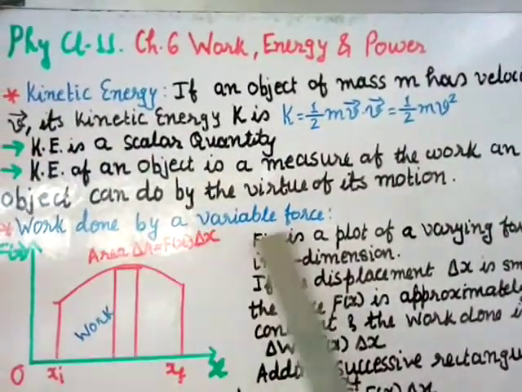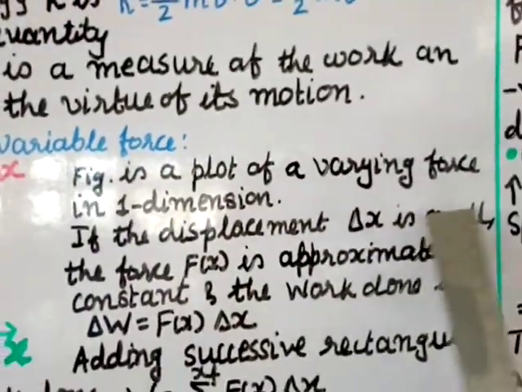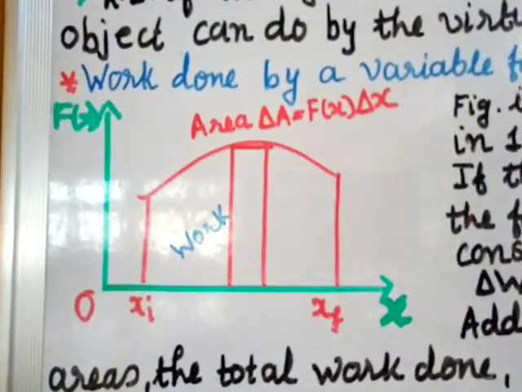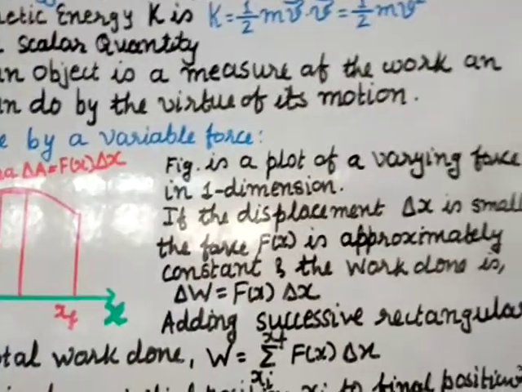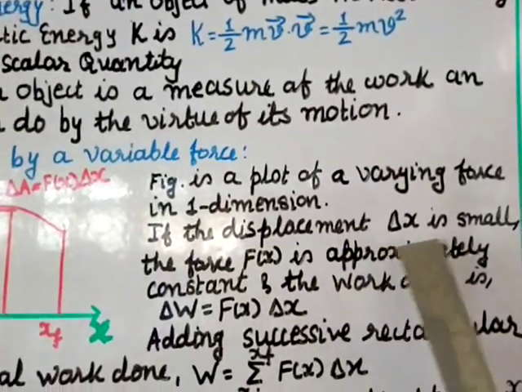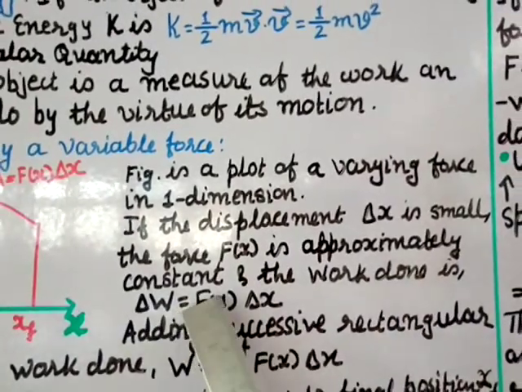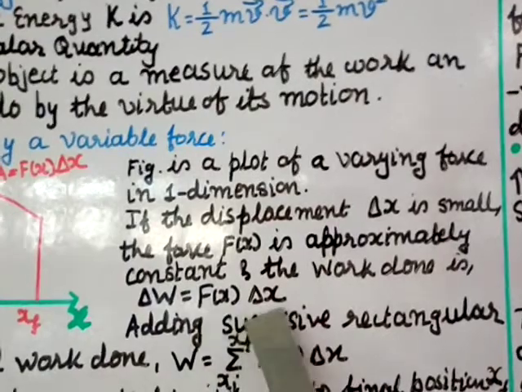Work done by a variable force. The figure is a plot of a varying force in one dimension. So in this figure we can see force which is varying in one dimension. This is the displacement, and this is the force in one dimension. If the displacement delta x is small, the force Fx is approximately constant and the work done is delta W equal to f of x into delta x.